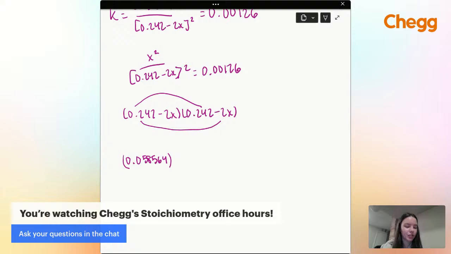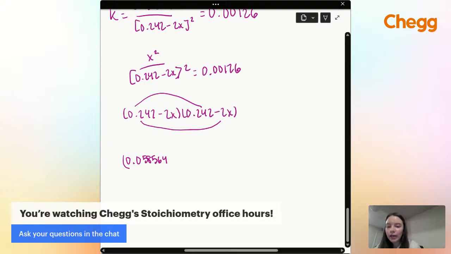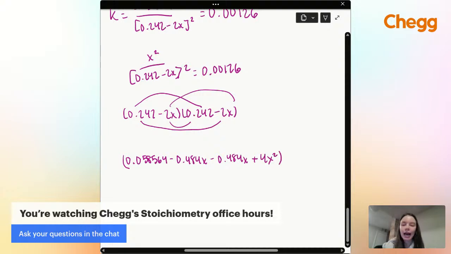0.242 times 2. So I get minus 0.484x, minus 0.484x, because I'm just doing the inside and then the last. So what I need to do is 4 plus 4x squared, double negative. Now I'm just going to simplify that before I put it back into my fraction. I can combine those 0.484s.